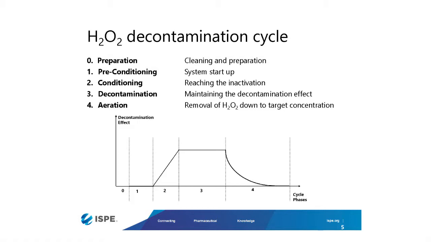Then we go through the conditioning, which is the phase when hydrogen peroxide is injected into the isolator at very fast speed to reach the desired inactivation effect. And then we continue with a phase we call decontamination, where the effect is kept relatively at stable conditions. There are different validation procedures for how to prove that this decontamination effect is stable. And then we go to the aeration phase, where we remove the hydrogen peroxide from the isolator to any target level that is necessary for our customer.